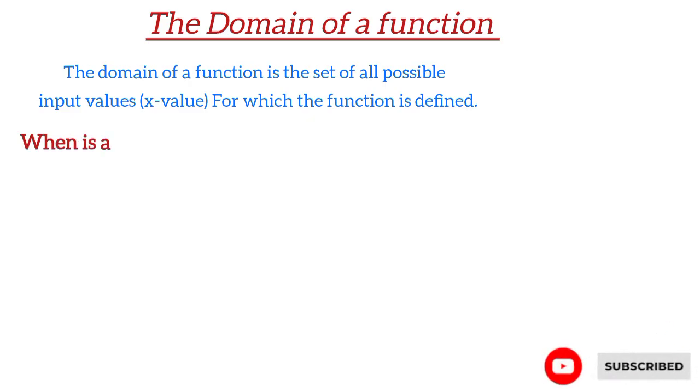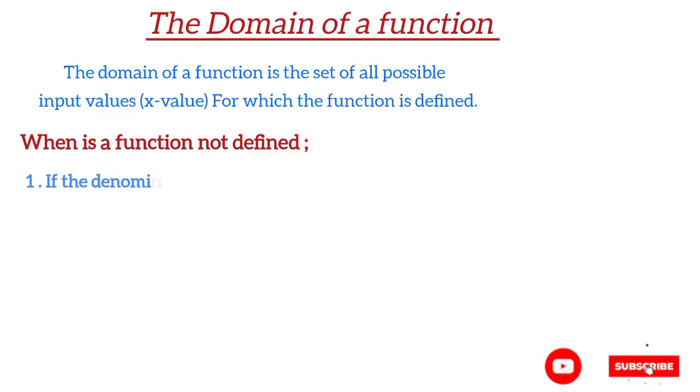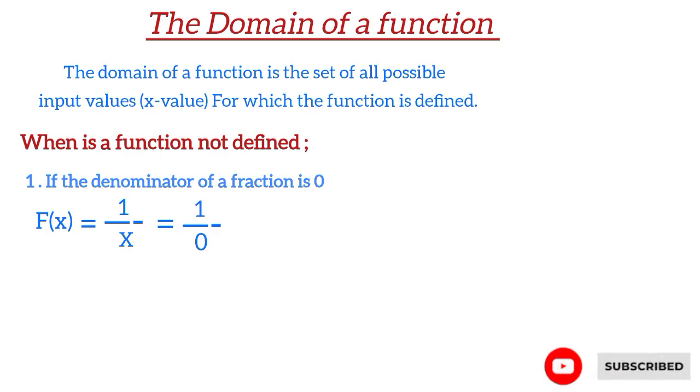Now, when is a function not defined? A function is not defined if the denominator of a fraction is 0. Say we have a function f of x equal to 1 over x. When x is equal to 0, such a function is said to be undefined.